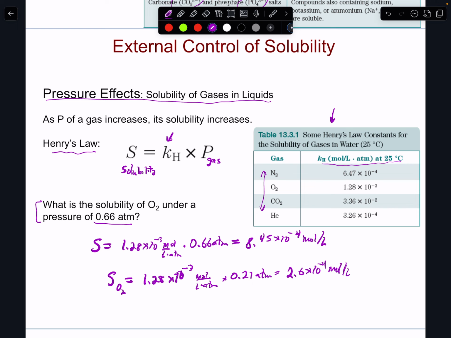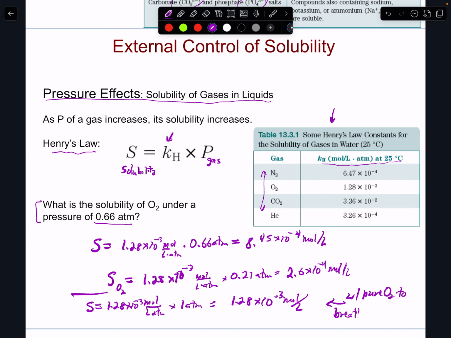But if you give someone pure oxygen, if you have an oxygen tank and put the oxygen mask on their face, then the solubility is going to equal 1.28 times 10 to the minus 3 moles per liter atmosphere times 1 atmosphere. So there it's 1.28 times 10 to the minus 3 moles per liter. So with pure oxygen to breathe, it's 5 times more soluble.